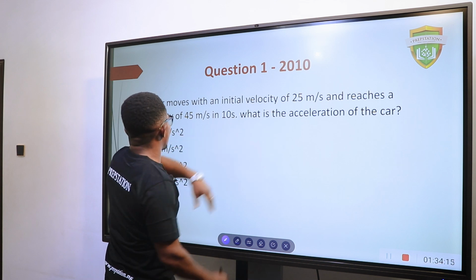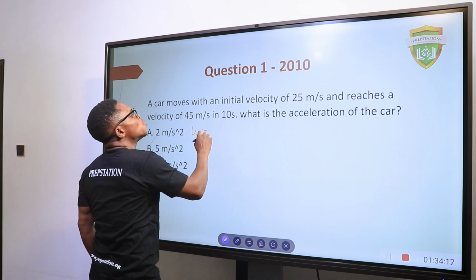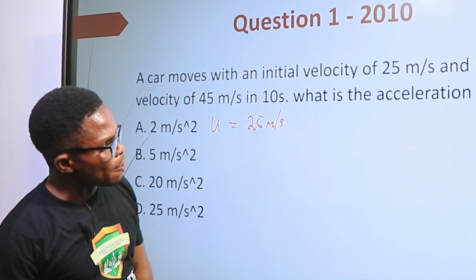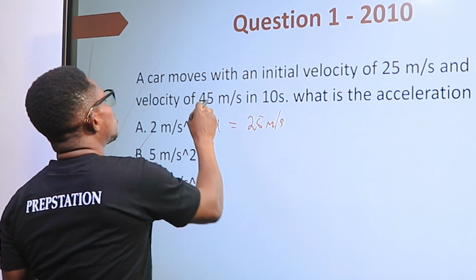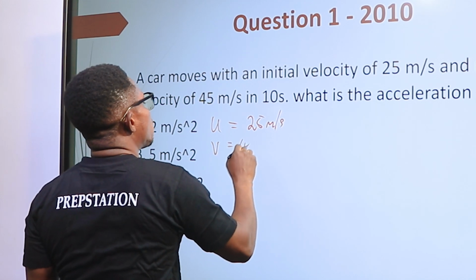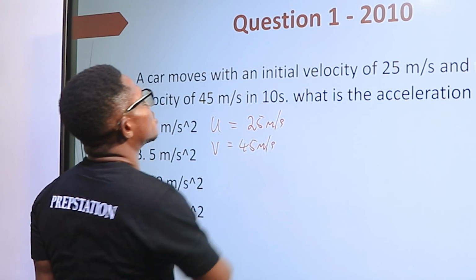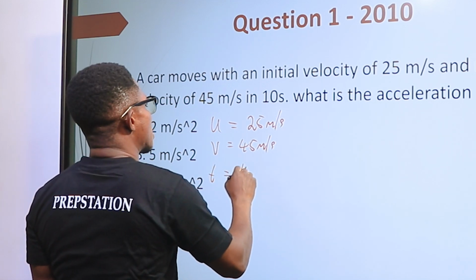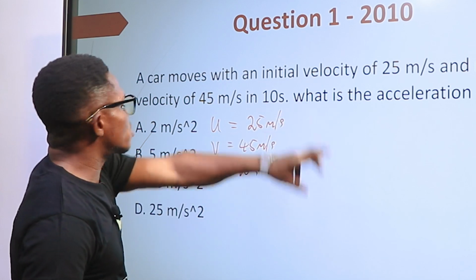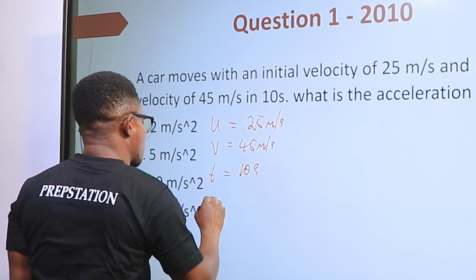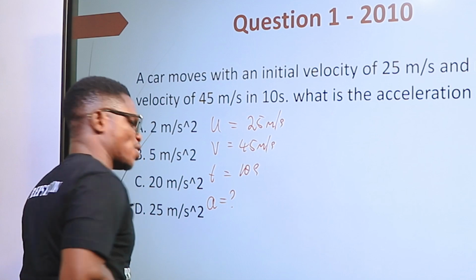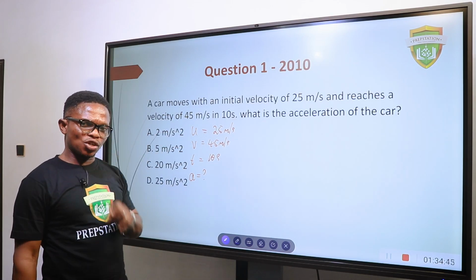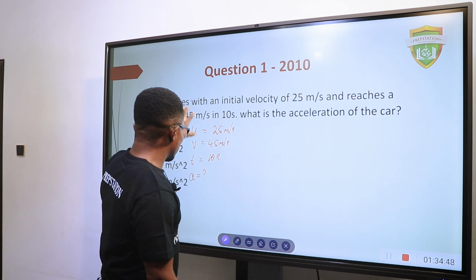A car moves with an initial velocity. So start with that. U is equal to 25 meters per second. And reaches a velocity, so this should be the final velocity, 45 meters per second, in 10 seconds. So the time T is 10 seconds. What is the acceleration? We are looking for A. So you put a question mark here. Now look at the parameters U, V, T, and A.